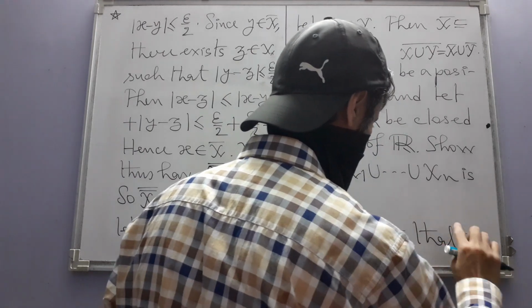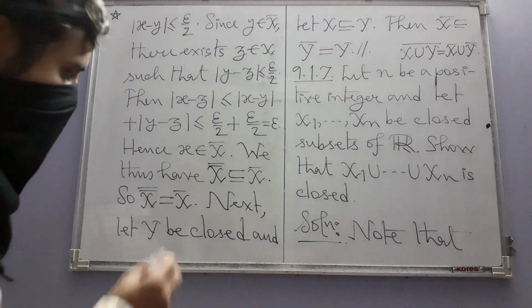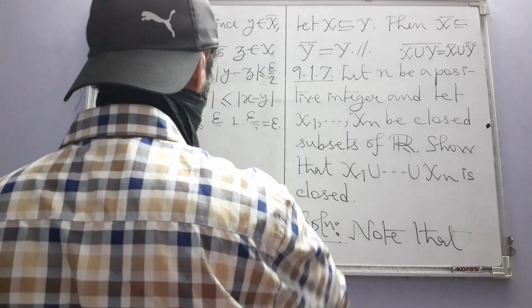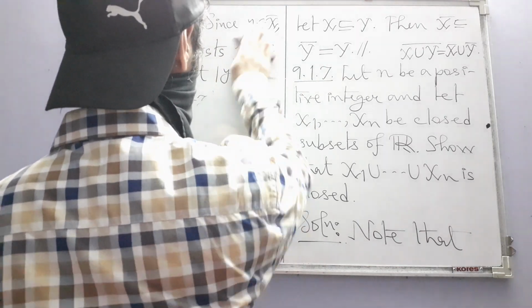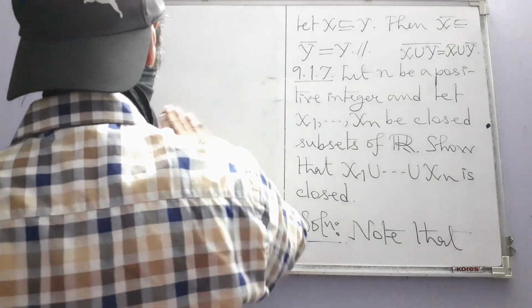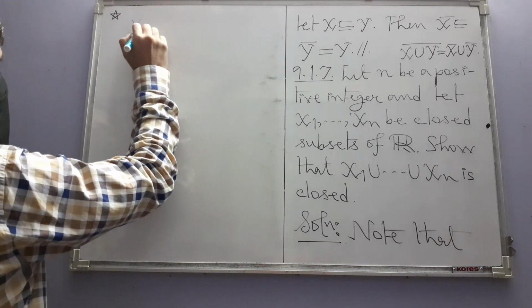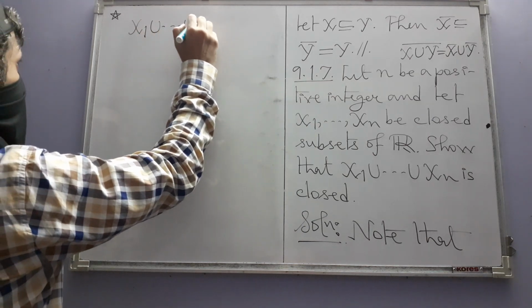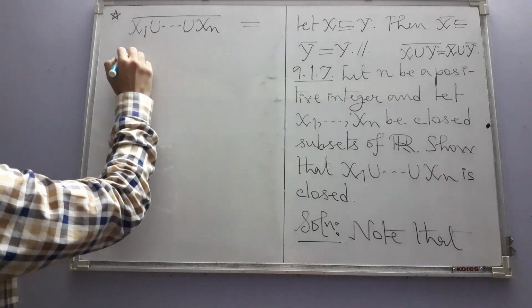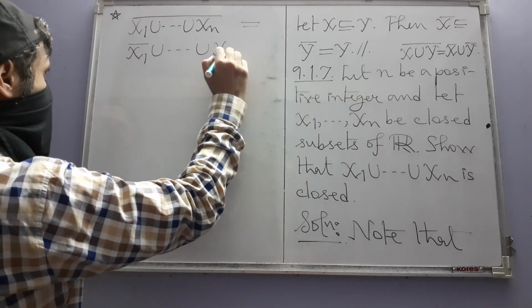Using that fact, that extension of this result, this closure by that extension is equal to this union.